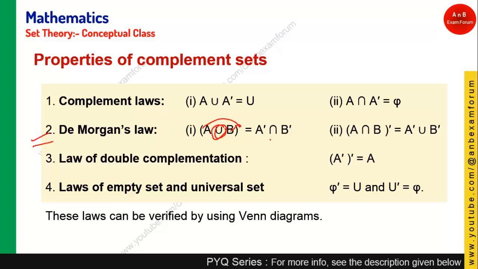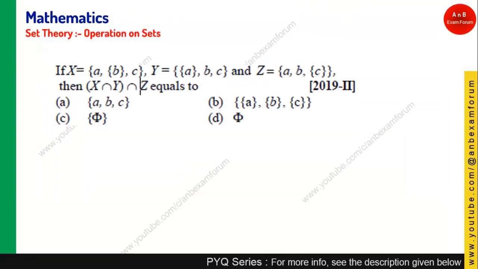And the law of double complementation means if you have two complements, they will nullify each other, so you will have set A only. All these laws which are given in this slide can be verified with the help of a Venn diagram. Okay, the first question is on your screen.